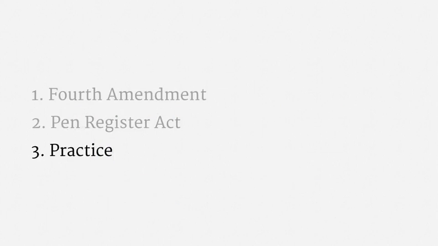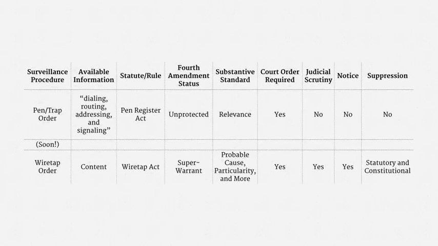Alright, so that covers pen traps in practice. And that brings to a close the material on prospective collection of call records. I've updated the table of prospective collection orders to help you keep track of how pen traps fit in and how they compare to wiretap orders. In the next part of the course, we're going to take everything we've covered on phone surveillance and apply it to modern technology. The upcoming material is cutting-edge law. It's very much still playing out in the courts and in Congress.